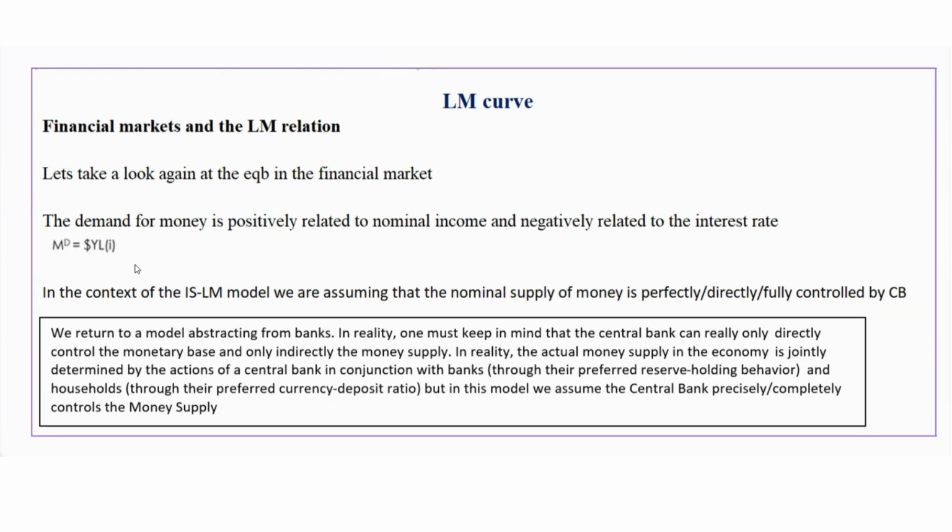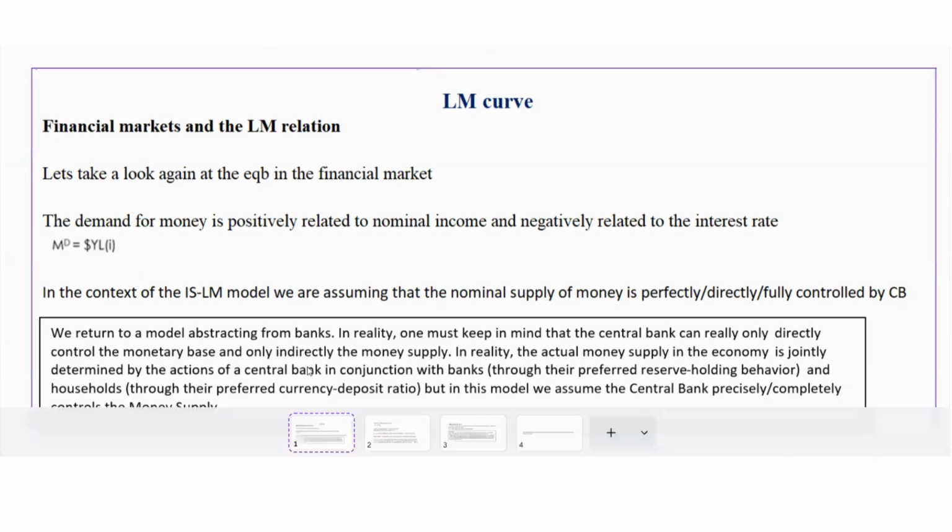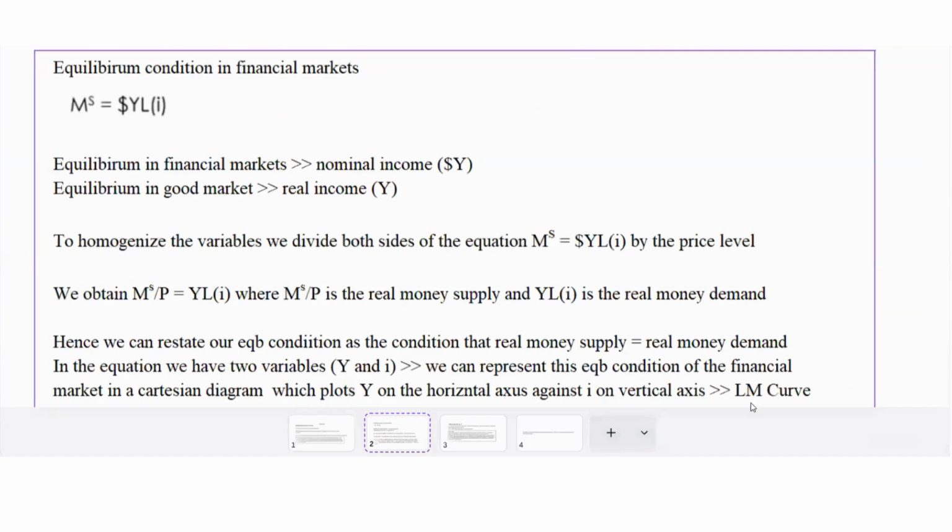In chapter 4, we looked at a model where we were discussing the role of banks as well. But now we return to a model abstracting from banks. Although in reality, we know that the central bank can only directly control the monetary base and only indirectly control the money supply. But in our IS-LM model, we are assuming that the central bank perfectly controls the money supply. So we're returning to a model abstracting from the role of banks, unlike what we did in chapter 4.